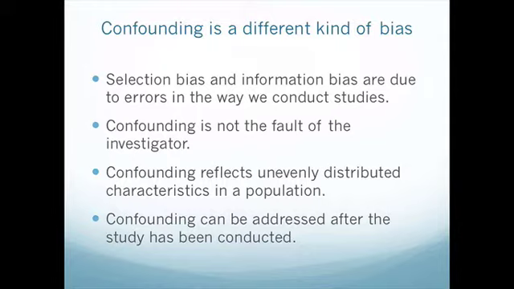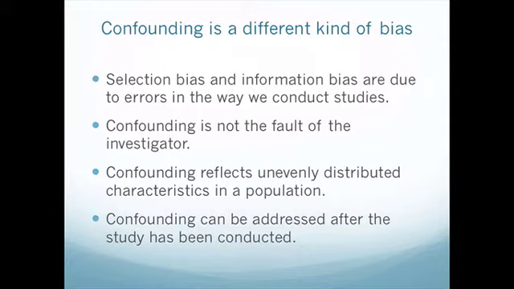Confounding is different because it's not the fault of the investigator. Confounding reflects unevenly distributed characteristics in our population. It's the fact that certain things correlate together. Drinking and smoking are correlated. High SES individuals tend to be exposed to lots of things that low SES individuals aren't, and vice versa. This is naturally the way the world works.